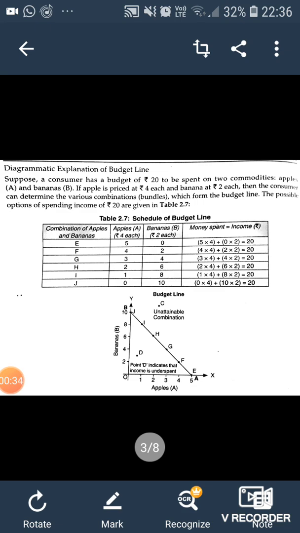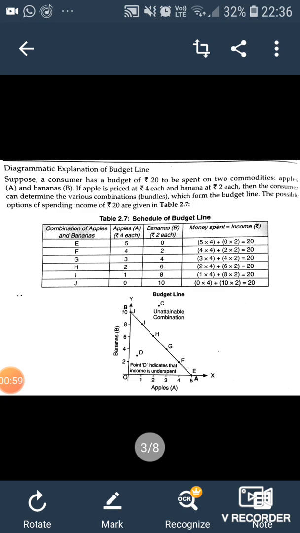All the points on the budget line E, F, G, H, I, J represent the different combinations, different quantities of apples and bananas that can be purchased with the given level of income of the consumer. So let's take an example.